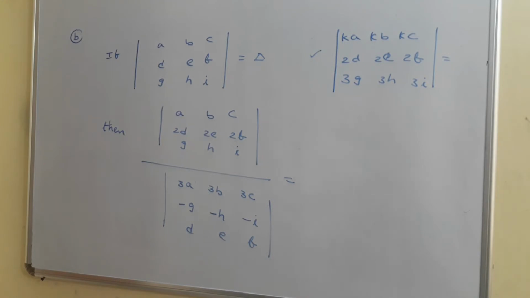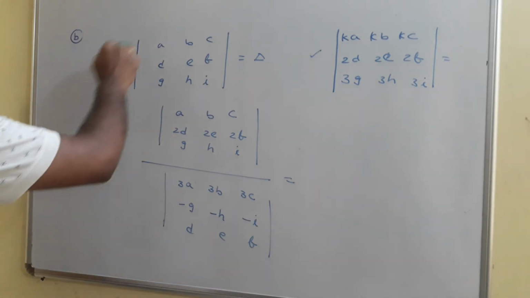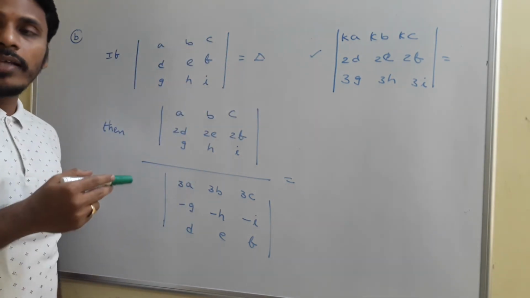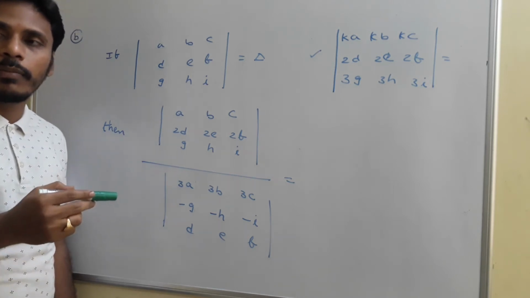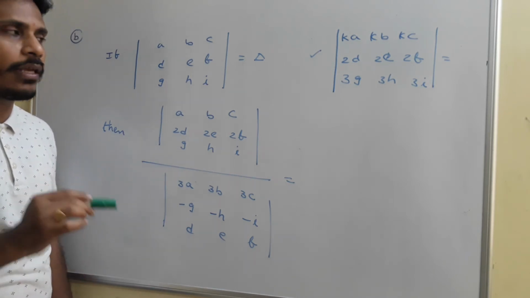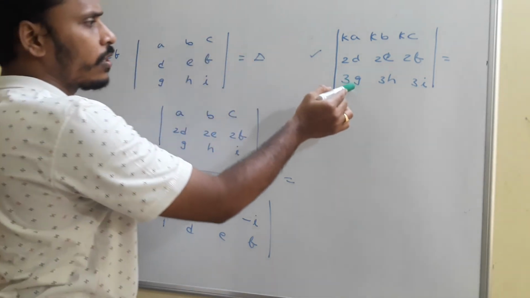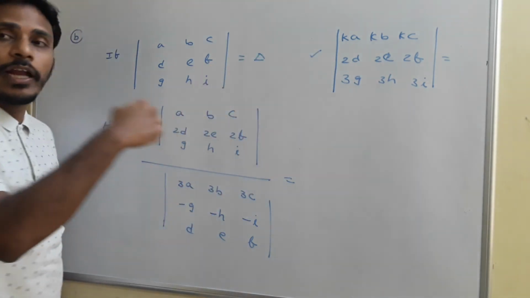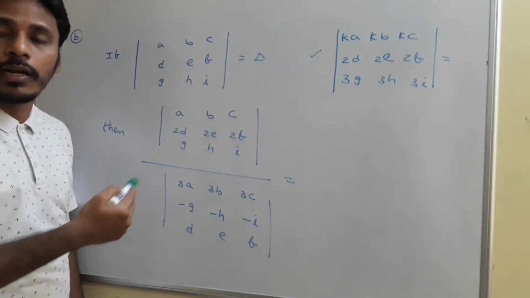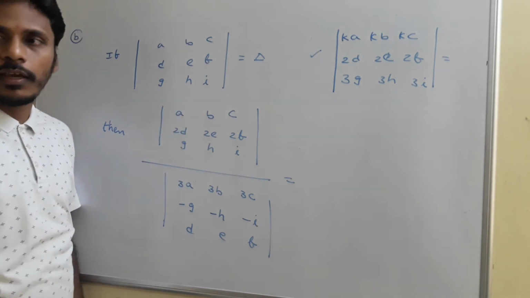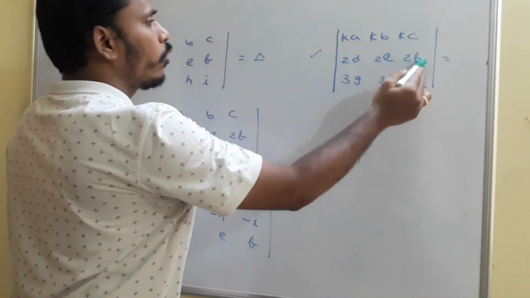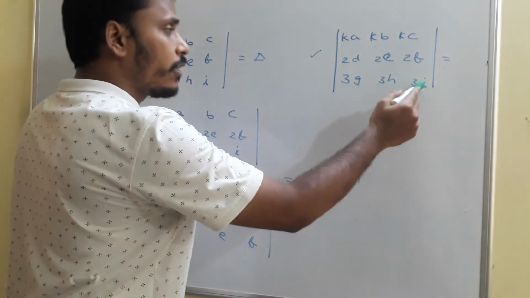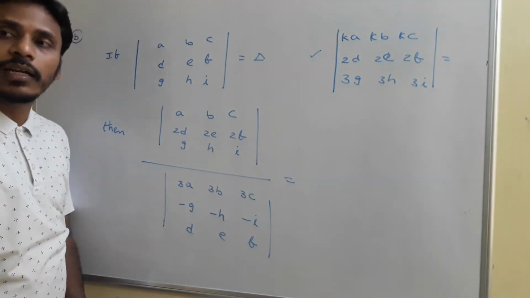So the same task, what I mentioned to you. Since this determinant is delta, we need to find the determinant of these two. As I mentioned, if any row is multiplied by a constant K, its determinant is affected by K. Here, the first row is multiplied by K, so the determinant value is again affected by K. That means we need to multiply the determinant value delta with K. Since the second row is multiplied by 2, again we need to multiply with 2. And since the third row is multiplied by 3, you need to multiply the result again with 3.